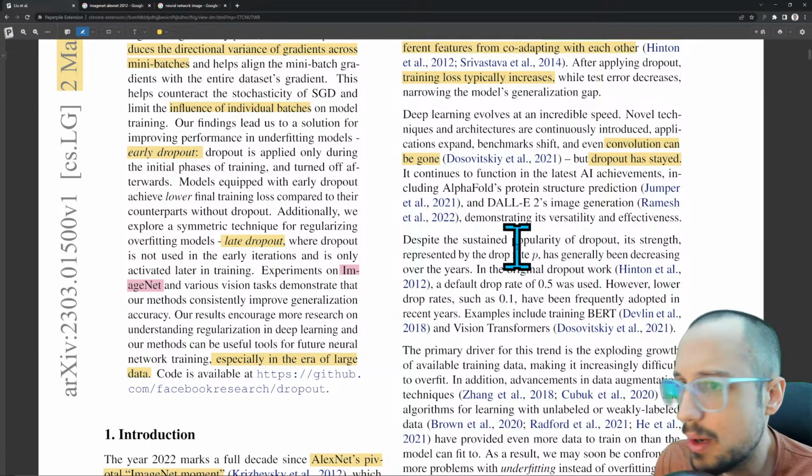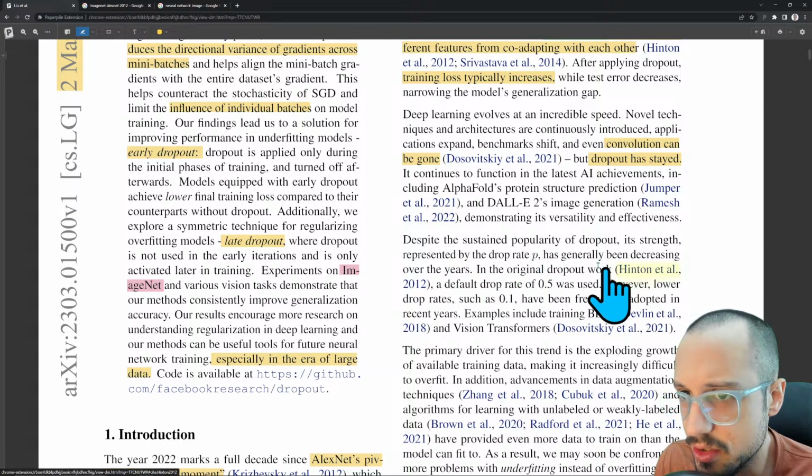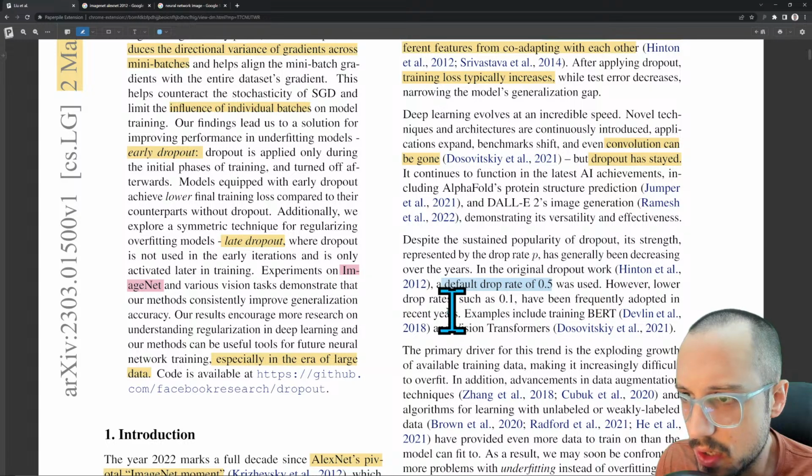Despite the sustained popularity of Dropout, its strength, represented by the drop rate P, has generally been decreasing over the years. In the original Dropout work, a default drop rate of 0.5 was used. However, lower drop rates, such as 0.1, have been frequently adopted in recent years.